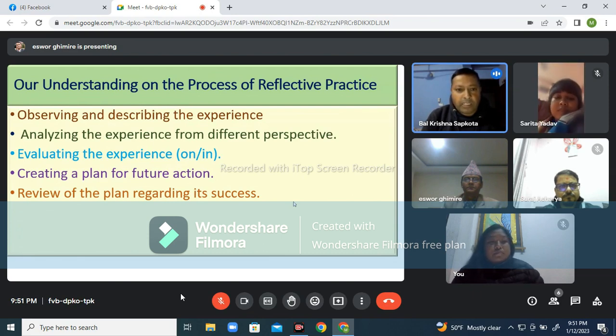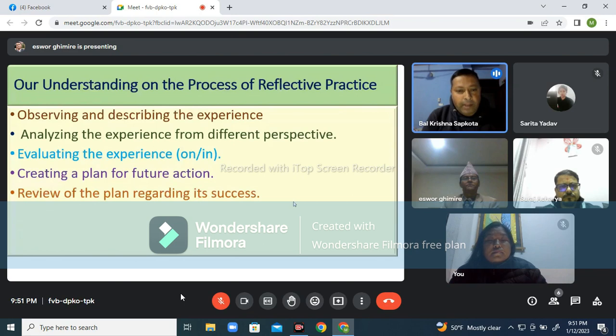And the second point is analyzing the experience. This step involves looking at the experience from different perspectives and considering the different factors that may have influenced the outcome. And the third is evaluating the experience. Here, what I mean to say is that this step involves evaluating the effectiveness of the action taken and considering what could have been done differently. Here, what may be the next option to settle down the case?